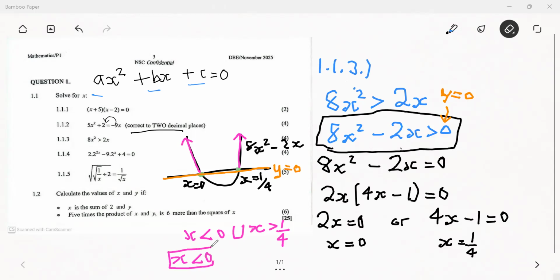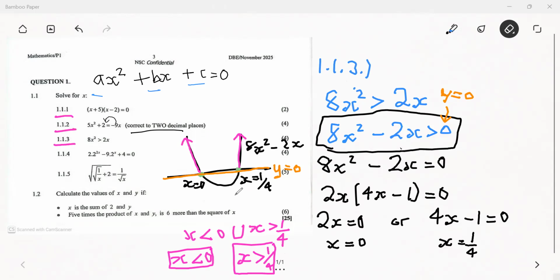That's one interval for x values less than 0. That means values to the left of x equals 0. And you can also write x greater than 1 over 4, which means values to the right of x equals 1 over 4. So that covers this question. So now we've covered these three.